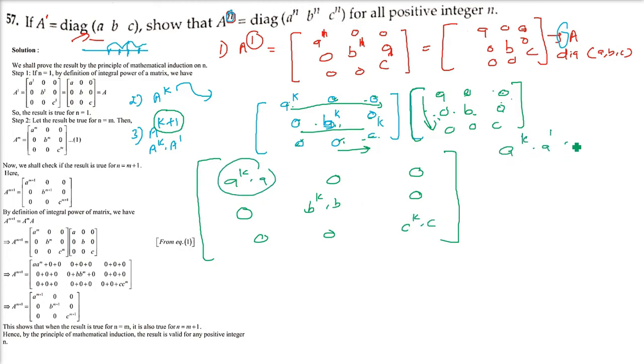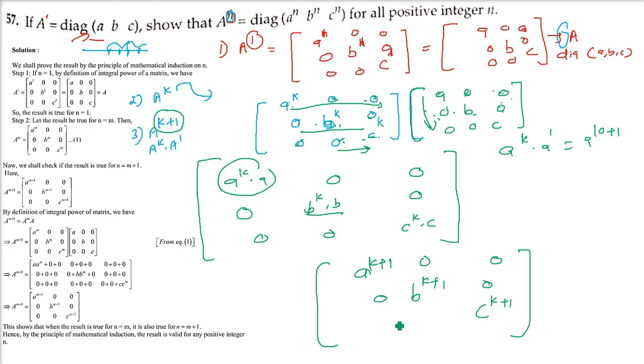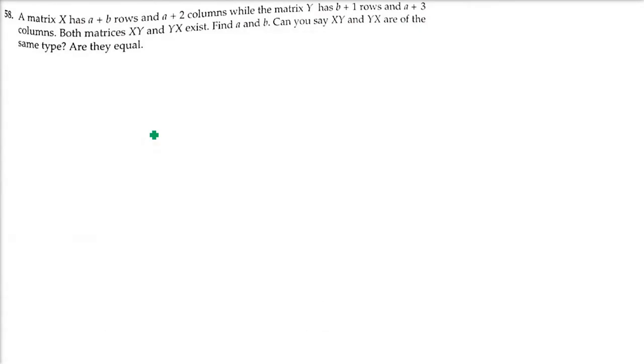So what is a raised k into a? It is a raised k plus 1. But how can we write this? We can write b raised k and b raised 1 as b raised k plus 1, and c raised k and c raised 1 as c raised k plus 1. So what is this? This is what we wanted: A raised k plus 1. Hence, from the principle of mathematical induction, it is proved for all positive integers n.